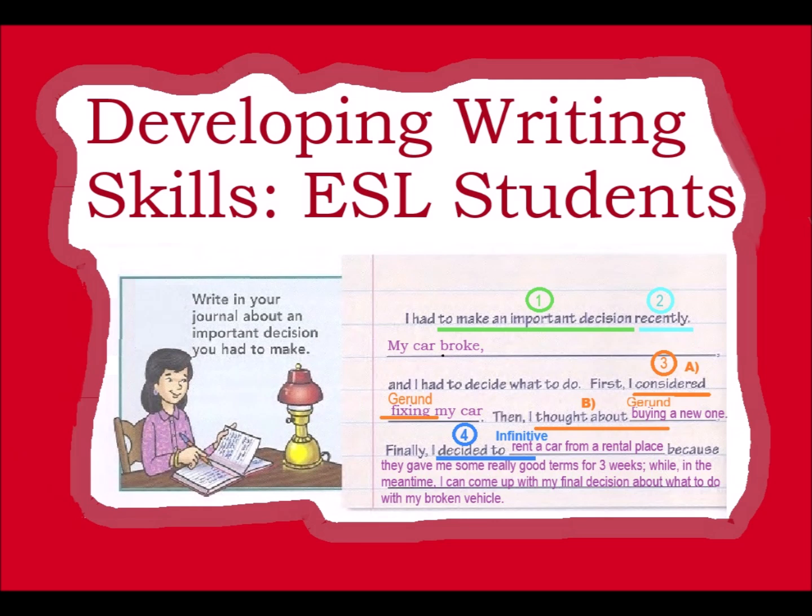Number 3, orange color, has A and B, two occasions of using only gerund after. Example A, the verb consider takes only gerund. Infinitive would be a mistake here. And for the example B, think about. We use, of course, only gerund.